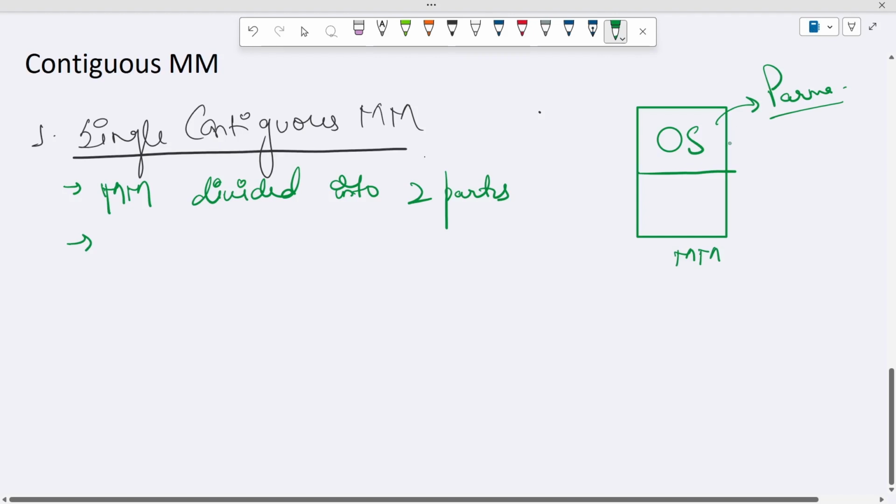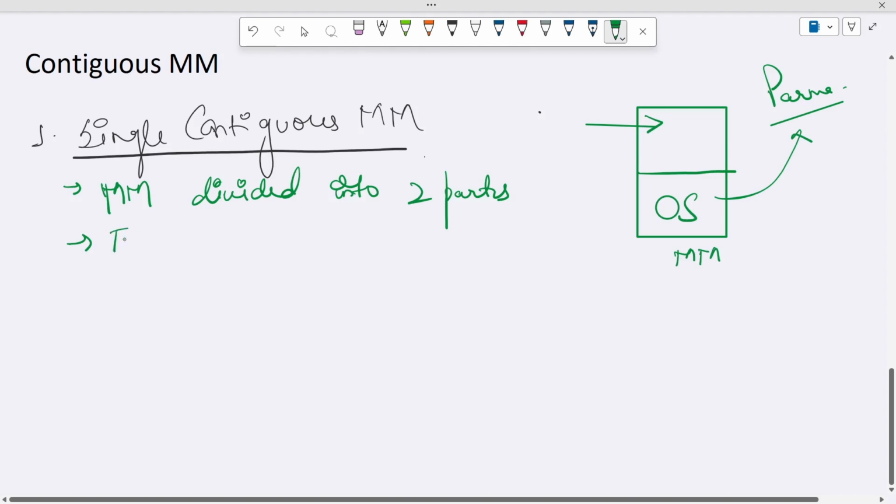In general, if memory is divided like this, then at the lower part of main memory the operating system is there. So in general, the operating system resides permanently in the lower part of memory. This is basically a single contiguous memory management scheme. Processes come, get the memory, do their work, then terminate.